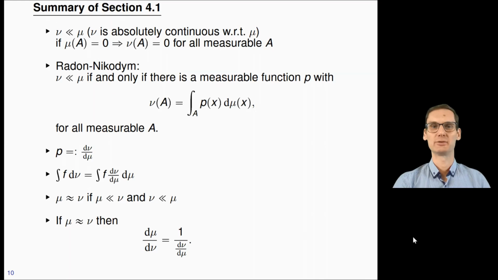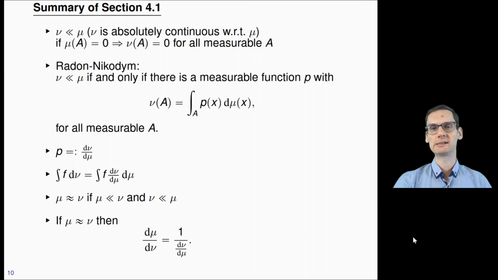Let me summarize section 4.1. Here we looked at the property that a measure nu is absolutely continuous with respect to mu. This was that the mu measure of a set A equals 0 implies that the nu measure of this set is 0, and this should hold for all measurable sets A. The Radon-Nikodym theorem connects this property of absolute continuity to the existence of a density p such that nu of A, for any measurable set A, can be written as the integral over A of the density p with respect to the measure mu.